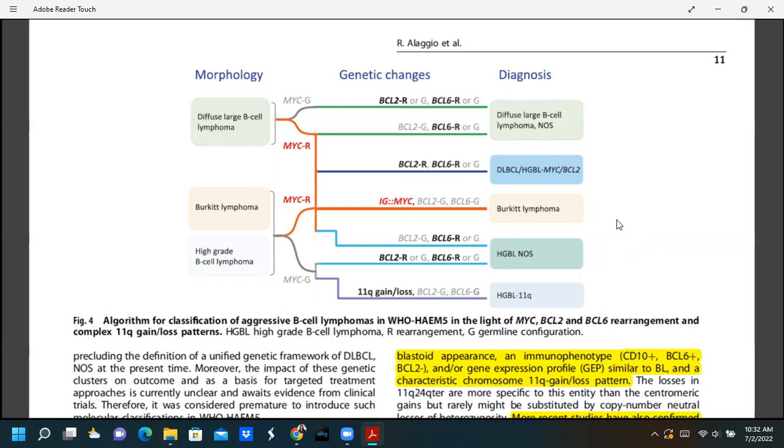Okay, so go ahead. Yeah, so I think if MYC is negative, then you call it diffuse large B cell. But if MYC is rearranged, then it becomes DLBCL high grade with MYC and BCL2. So there are two things if MYC is negative. First, MYC is negative and has BCL2, BCL6, anything, then it is DLBCL NOS. Yes, if MYC is negative. The other thing is, if MYC is negative, there are other entities that will not be morphologically DLBCL. They will be high grade B cell lymphoma NOS. And then third is if it has 11q, then it will be high grade B cell lymphoma with 11q.